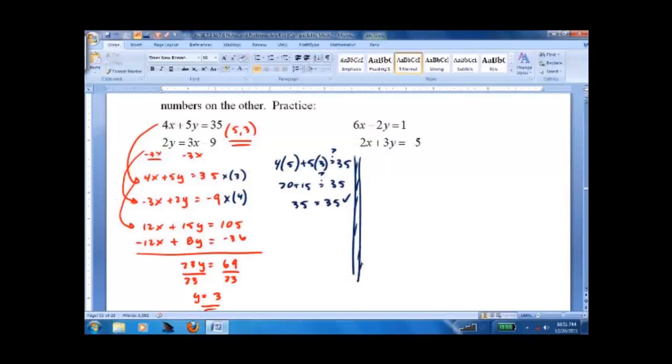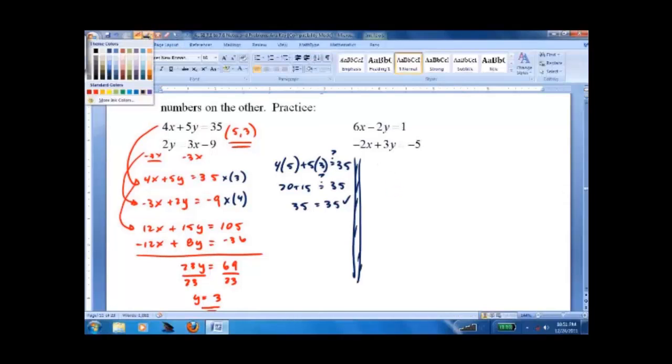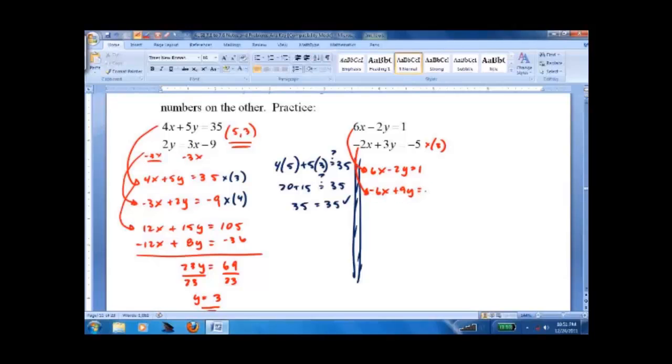Now this one, the next one here, don't really have to mess with it. The variables are lined up. The top one has 6x, the bottom one is -2x. If I multiply the bottom one by 3, I should be good to go. So I'll just bring this one down. 6x minus 2y equals 1. Multiply this one by 3. Negative 6x plus 9y equals negative 15. These cancel. I get 7y equals negative 14.